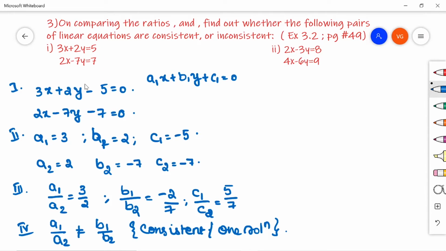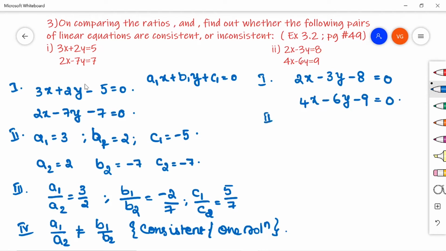you have 2x minus 3y is equal to 8. Again you write it in the standard form. 2x minus 3y minus 8 is equal to 0. I'm just bringing this constant to the other side, the left hand side. So 4x minus 6y minus 9 is equal to 0.